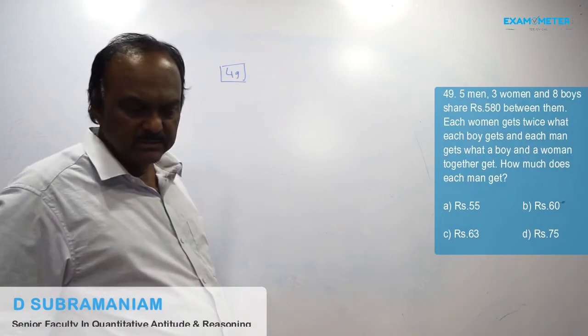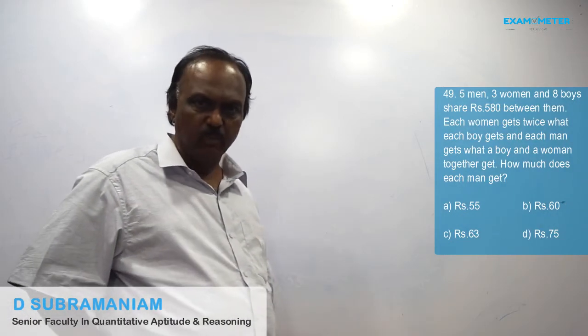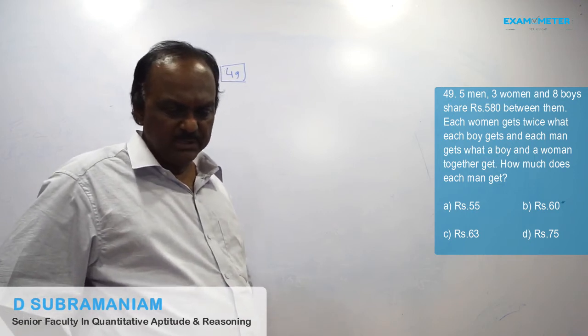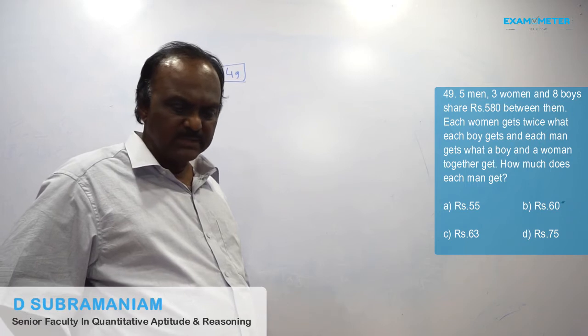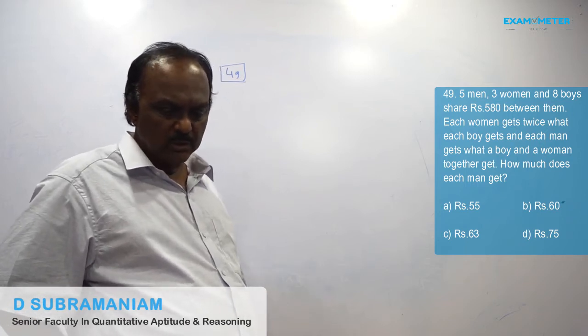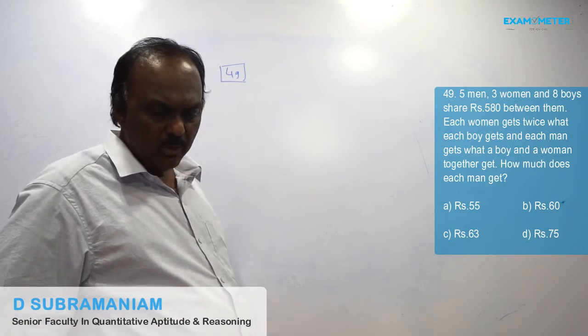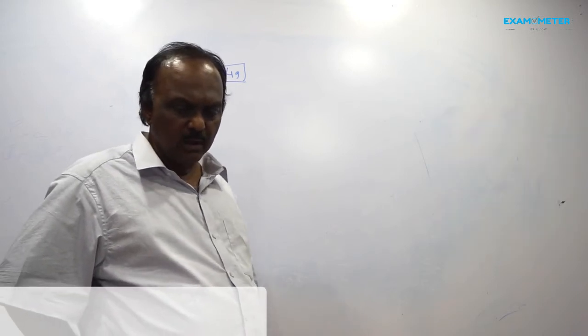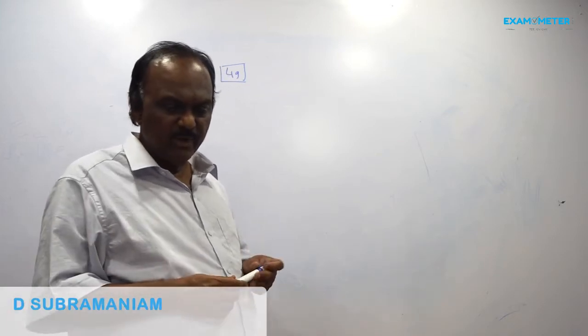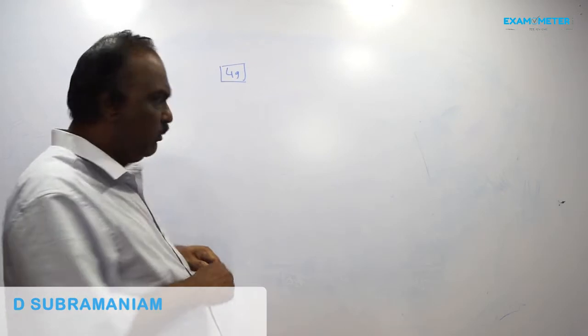5 men, 3 women and 8 boys share rupees 580 between them. Each man gets twice what each boy gets, and each man gets what a boy and a woman get together. How much does each man get?